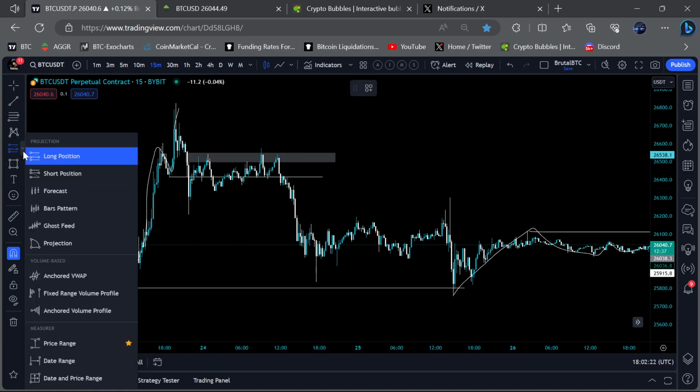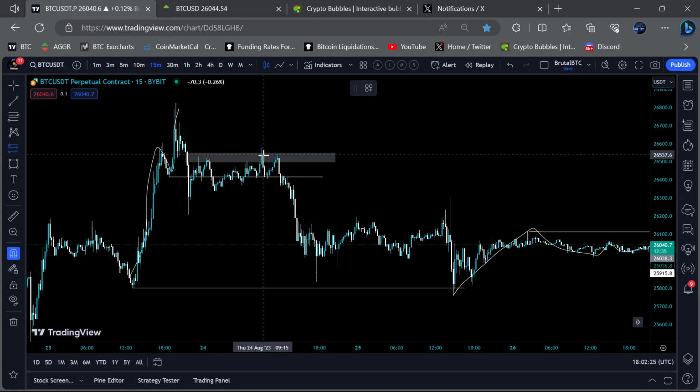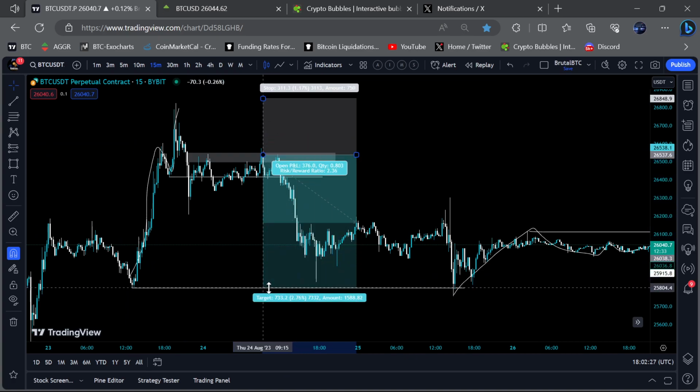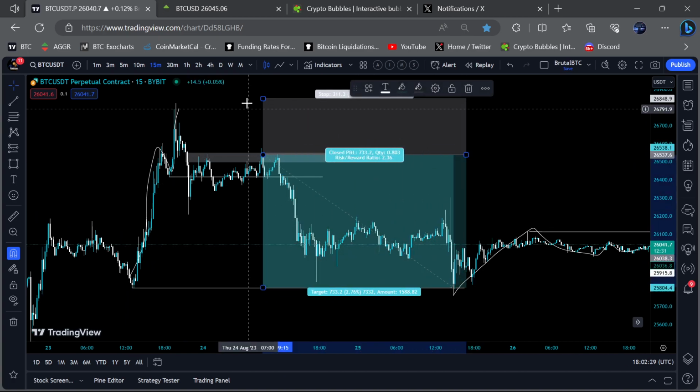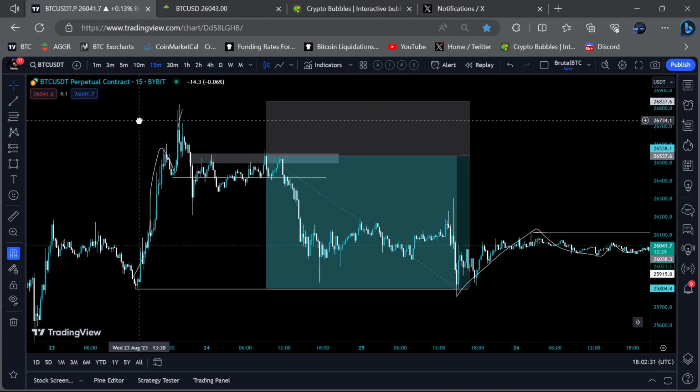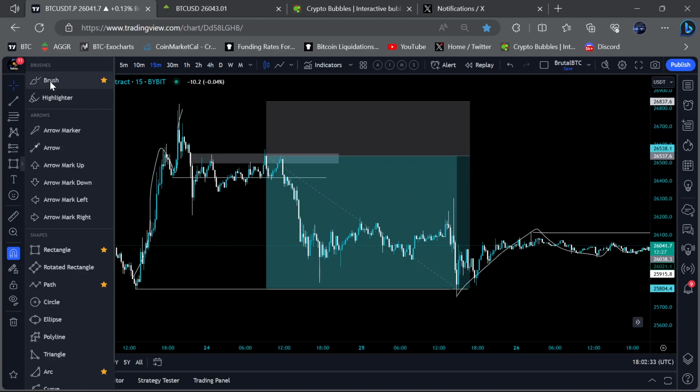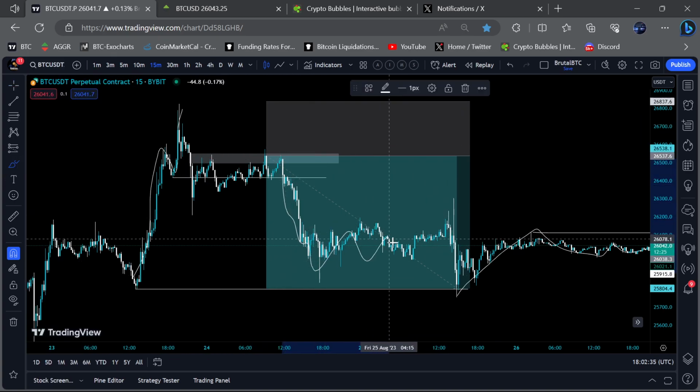So this was a perfect short opportunity, like shorting this FEG, targeting this one, stops right above this one. So this is how you guys can basically take trades.